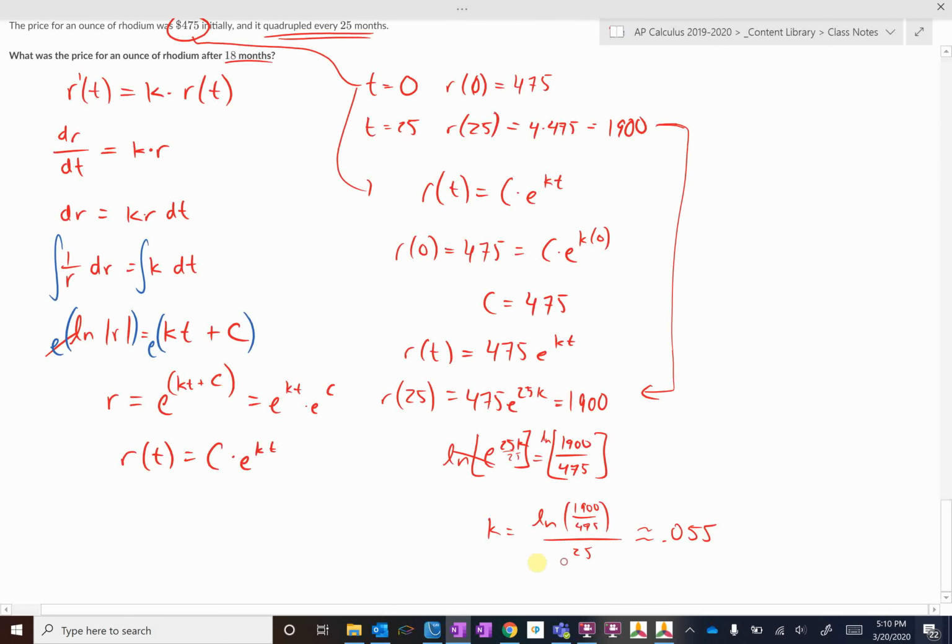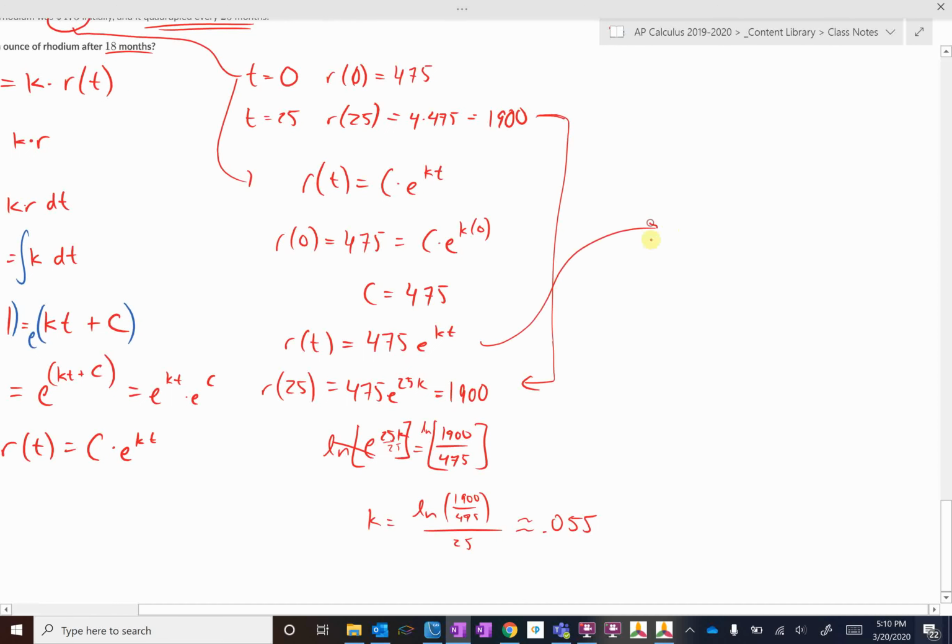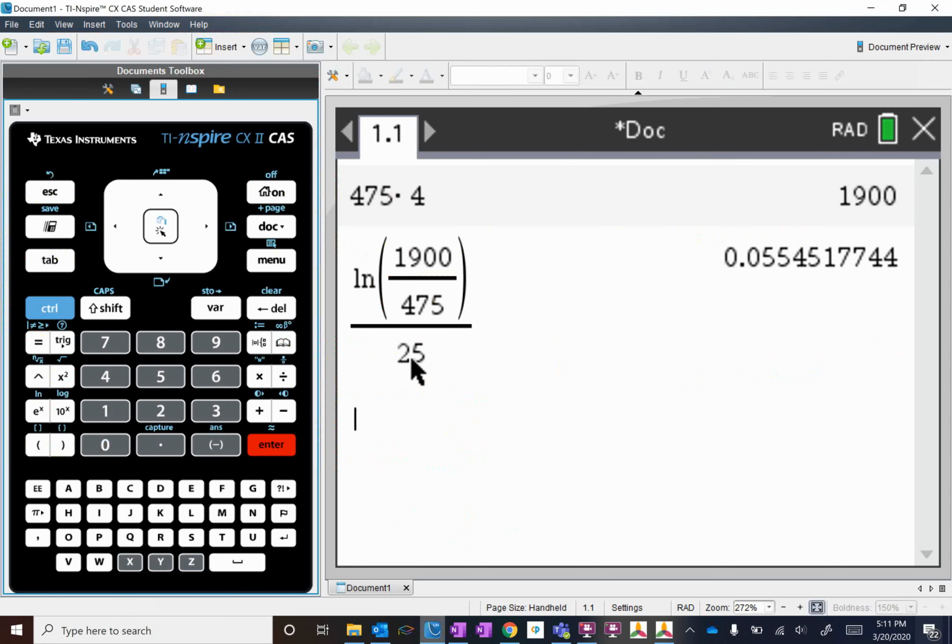So now that we know what k is, we can rewrite our function r one more time, and now we have exactly what the function is. 475 times e to the 0.055t, and we were asked what is the value at 18 months. So we can just plug 18 in, we get 475 times e to the 0.055 times 18. If you want to be extra precise with your calculator, copy down the actual exact value, times 18 months.